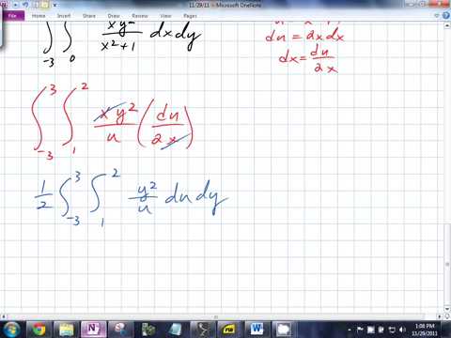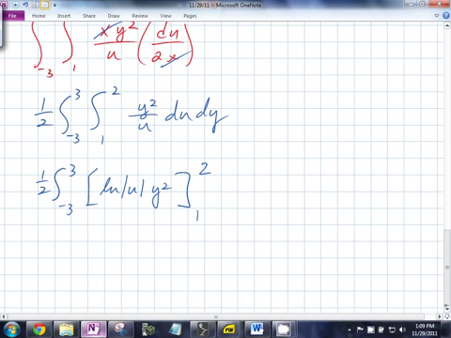Nice. So now we integrate with respect to u, and you end up with 1/2 integral from -3 to 3 of what? The ln of the absolute value of u, times y squared, from 1 to 2. Sorry, yeah, 0 would cause a problem. Why? The natural log of 0 doesn't exist. So what does this equal? 1/2 integral -3 to 3 of ln of 2, and there's a y squared out front, correct? Yep, I think it's okay.